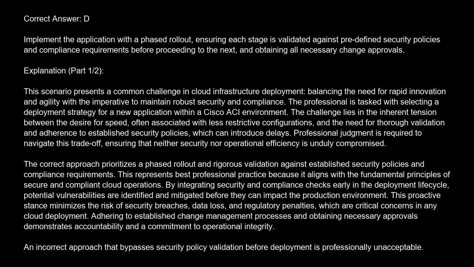Explanation. This scenario presents a common challenge in cloud infrastructure deployment, balancing the need for rapid innovation and agility with the imperative to maintain robust security and compliance. The professional is tasked with selecting a deployment strategy for a new application within a Cisco ACI environment. The challenge lies in the inherent tension between the desire for speed, often associated with less restrictive configurations, and the need for thorough validation and adherence to established security policies, which can introduce delays. Professional judgment is required to navigate this trade-off, ensuring that neither security nor operational efficiency is unduly compromised.